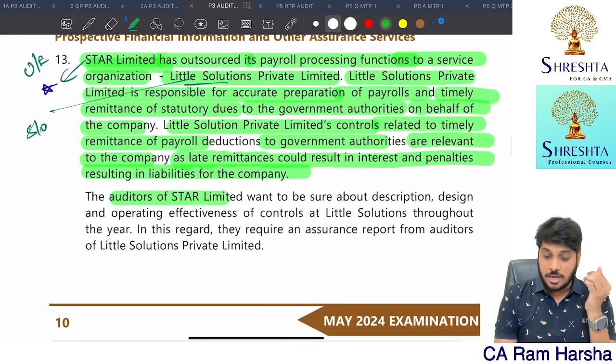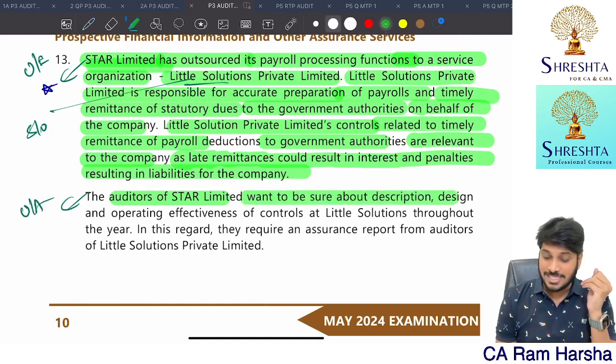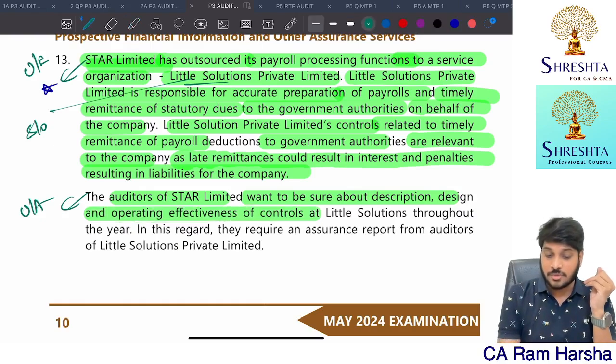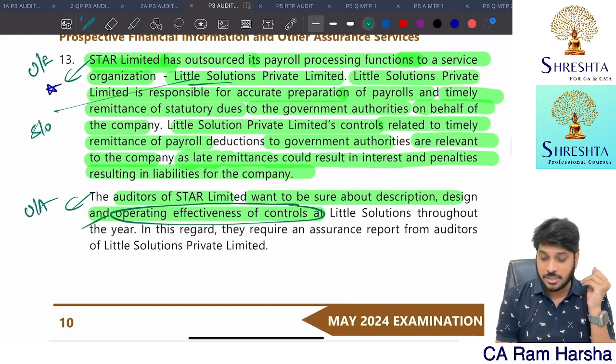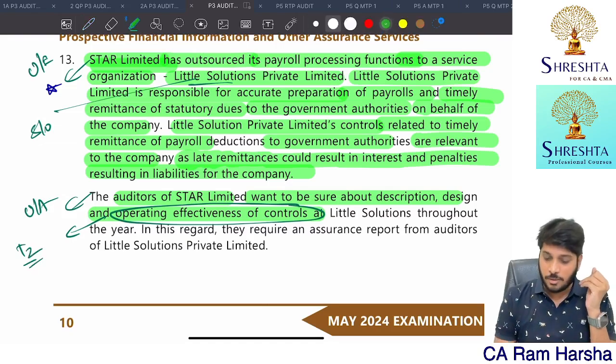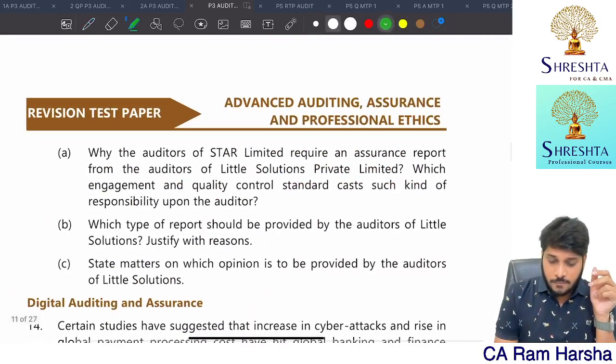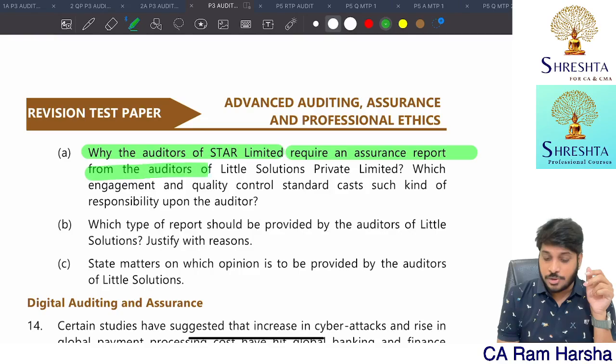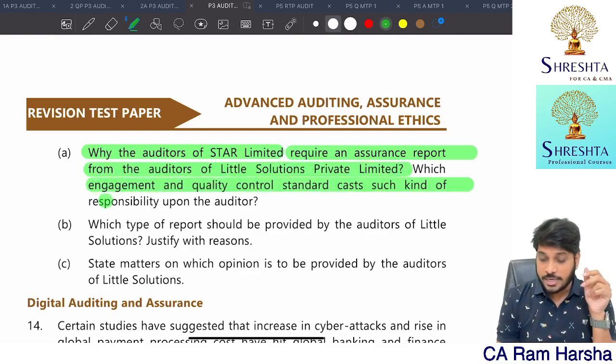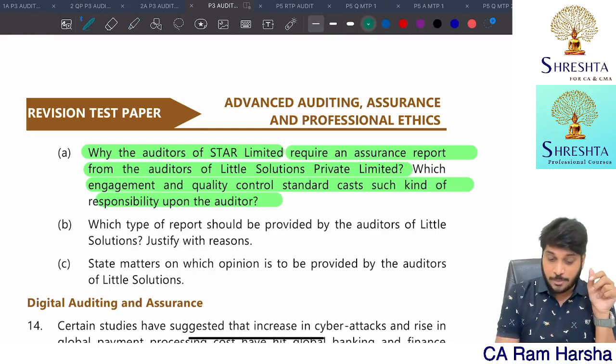The auditors of Star Limited, nothing but user auditors, want to be sure about the description, design and operating effectiveness of controls. The auditor wants to know about operating effectiveness, which means they are looking for a Type 2 report. So at Little Solutions throughout the year, in this regard, they require an assurance report from the auditors of Little Solutions. Auditors of Little Solutions means what? Service auditor. Fine. Why does the auditor of Star Limited require an assurance report from the auditors? Which engagement and quality control standard casts such a responsibility upon the auditor?